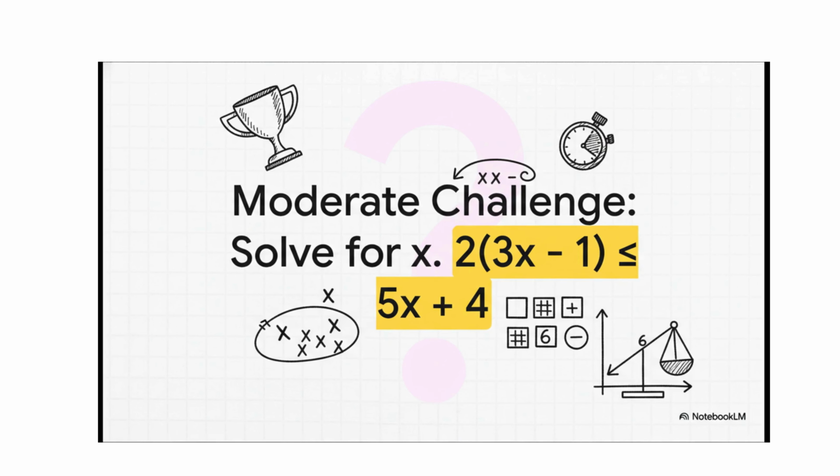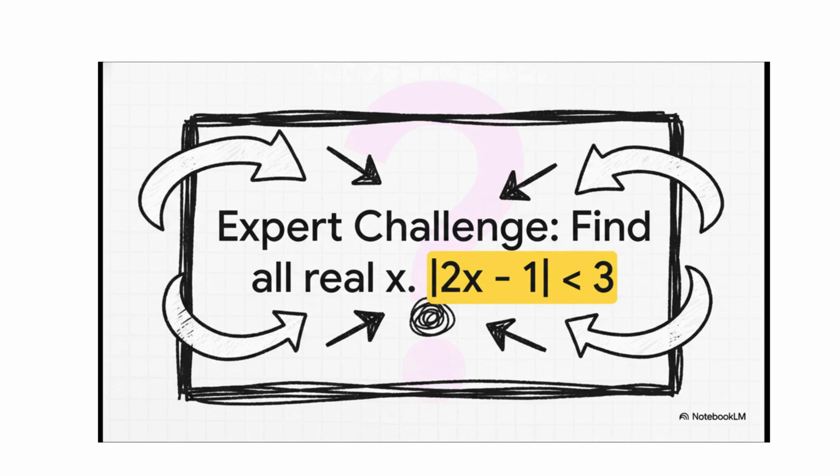Now let's try an expert level one with these absolute value bars. They can look intimidating, but just remember that absolute value really just means distance from 0. So what this is really saying is that the thing inside, the 2x minus 1, is less than 3 steps away from 0 on the number line. That means it must be trapped or sandwiched between -3 and 3. So we can just rewrite this as a double inequality. -3 is less than 2x minus 1, which is less than 3, and from there, you just solve it like you normally would.